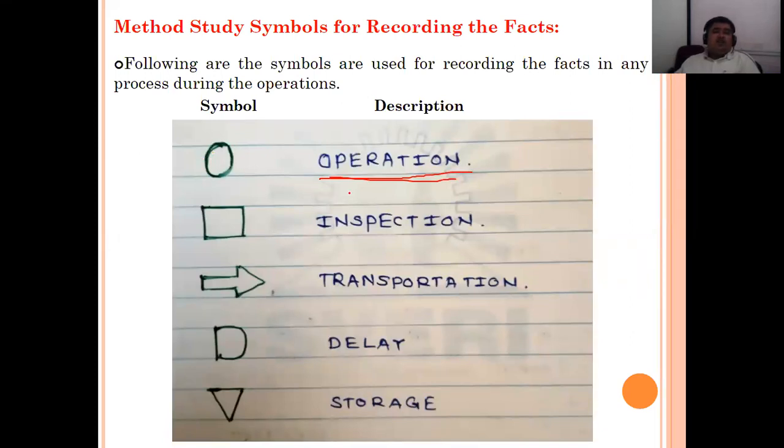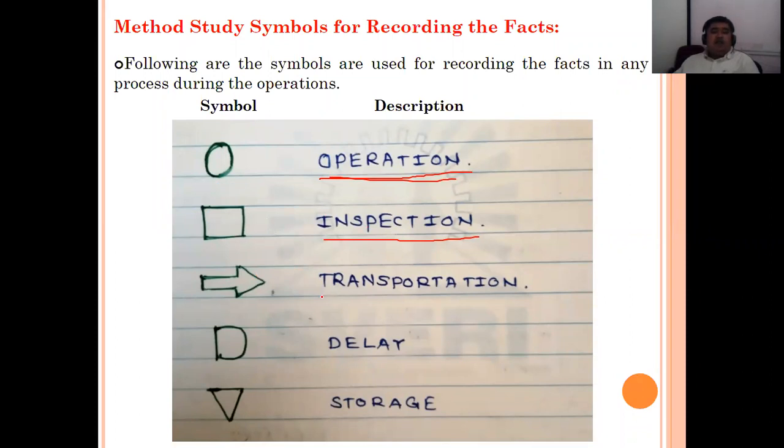Then after operation, if you are checking, let's say, the diameter or the length, using a vernier caliper or micrometer, checking the diameter, the length, the drill size, the drill hole, etc., that checking operation is represented with the help of a square.